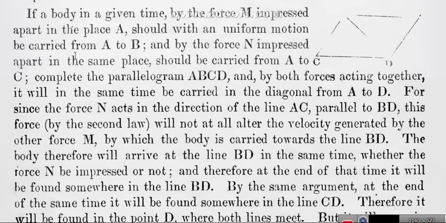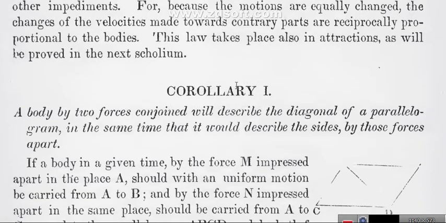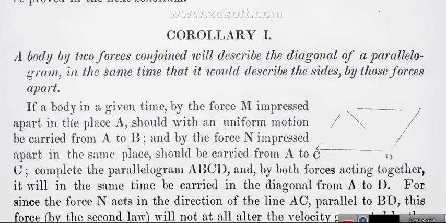This is Corollary 1 of Newton's Principia Mathematica. So Newton says a body by two forces conjoined will describe the diagonal of a parallelogram in the same time that it would describe the sides by those forces apart.